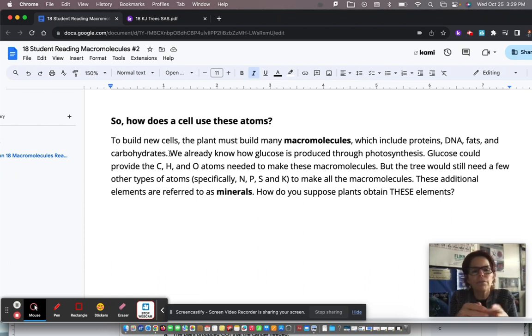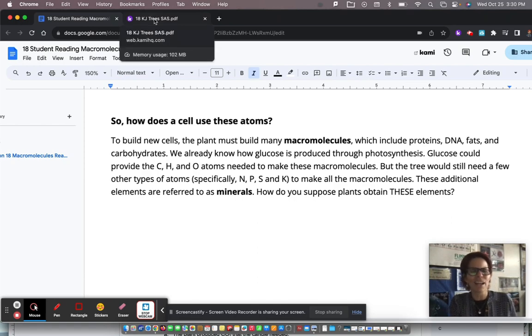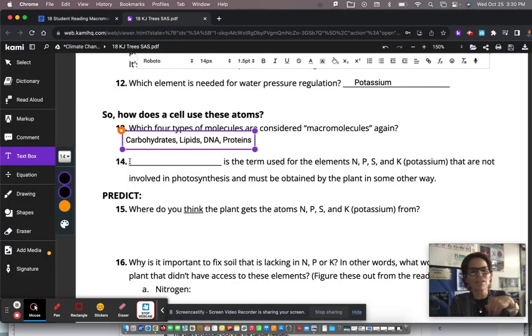So glucose could provide the C, H, and O atoms needed to make these macromolecules, but the tree would still need a few other types of atoms, specifically N, P, S, and K to make all the macromolecules. These additional elements are referred to, oh, there's our word, as minerals. How do you suppose plants obtain these elements? Well, that's a mystery you're going to have to solve yourselves. I bet you can figure it out. Okay, so the word we're looking for this time is minerals.